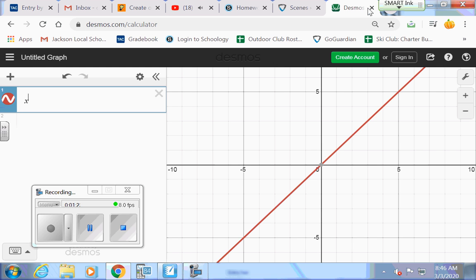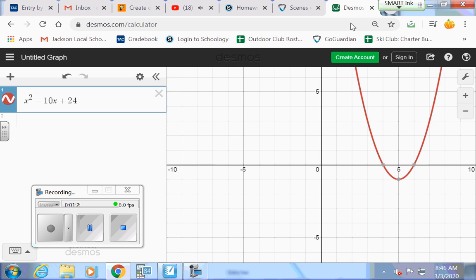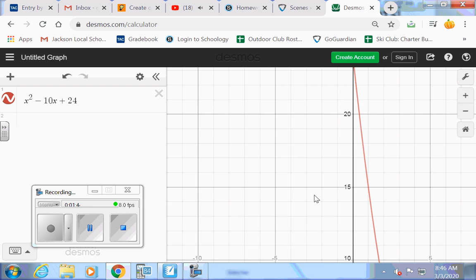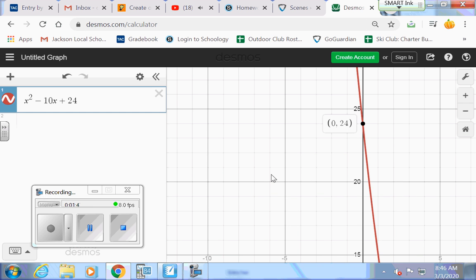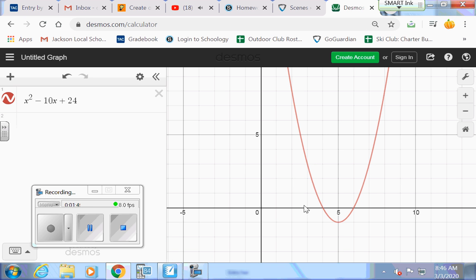X squared. Did everybody figure out how to do squared yesterday? Minus 10x plus 24. To do a squared, use the caret key, which is second 6. So I didn't even need to type in y equals. I didn't even need to type in 0, 0. And guess what? It got my answers. And it got my vertex. And if I want, I could scroll out and I could find my y-intercept. So it's called hover click, and I highly recommend hover click because hover click helps you find all the important points on your graph.